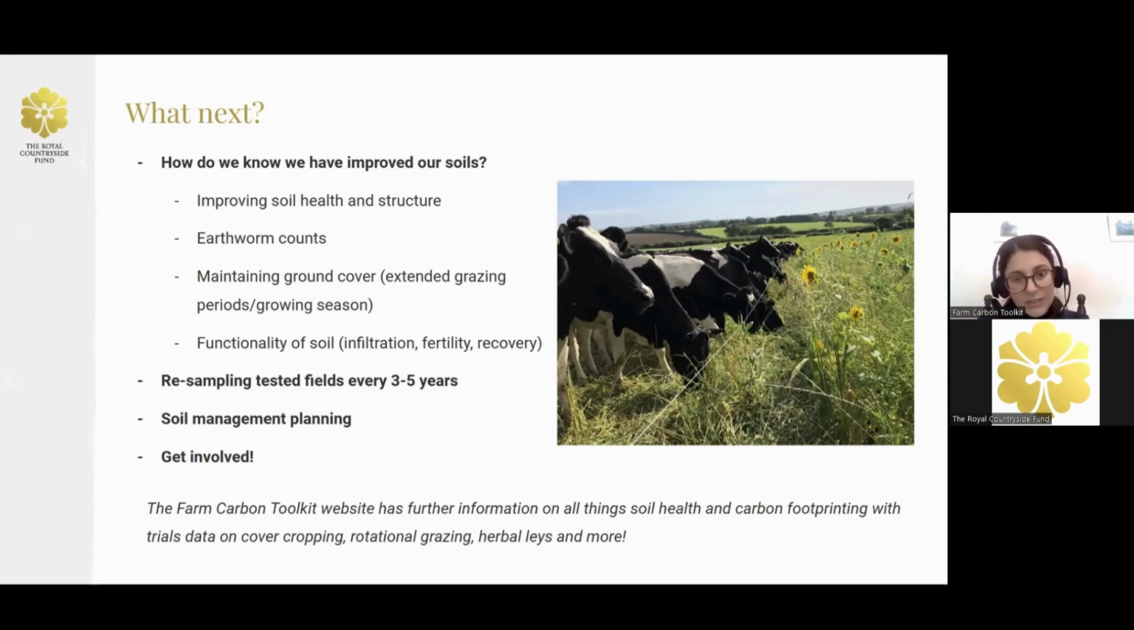Another way we can know if our soils have improved is resampling our tested fields every 3 to 5 years. With soil organic matter, we tend to suggest a 3-year time period for sampling. You can sample every year, but what you can find is that soil fluctuates a lot in the year as it respires and temperature changes and everything else. So the actual carbon content and the organic matter of that field can fluctuate. By extending the time between sampling, you can help dilute some of that fluctuation to see more of a general trend.